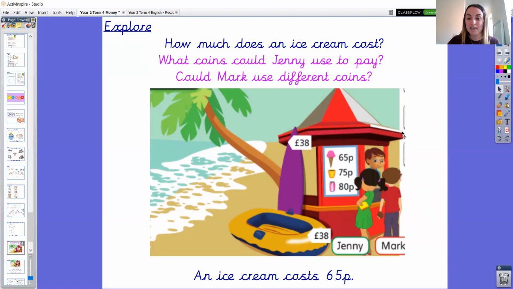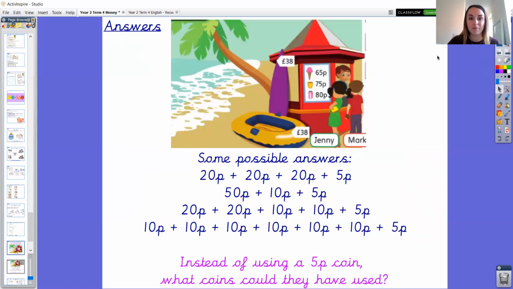Well done, Year 2. I'm really proud of you. So I'm going to share my thinking with you now by sharing some possible answers. You may have discussed using 20p, add 20p, add 20p, which would be 60p altogether, add 5 more p. You may have discussed using 50p, add 10p, so 60p altogether, add 5 more p, so 65p.